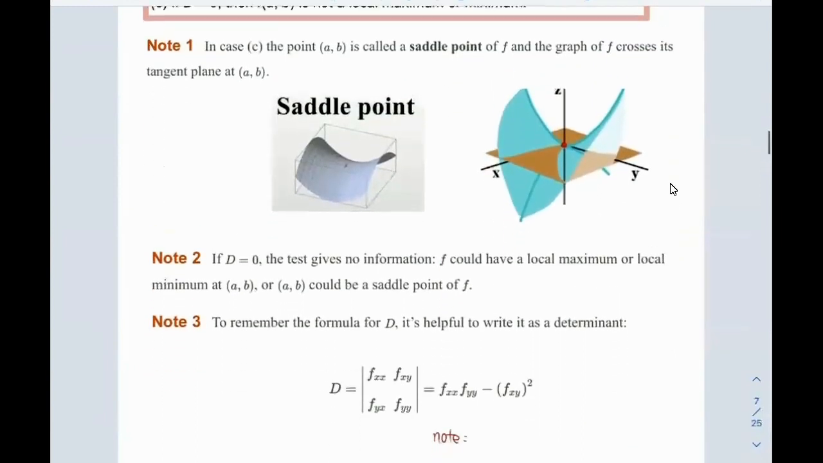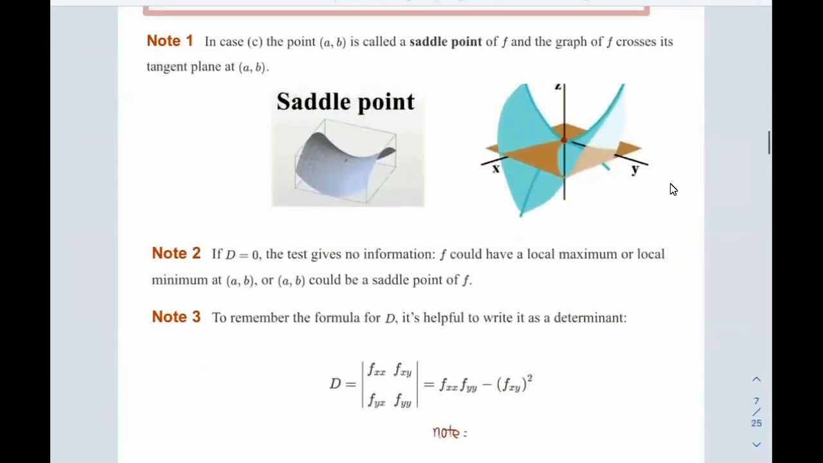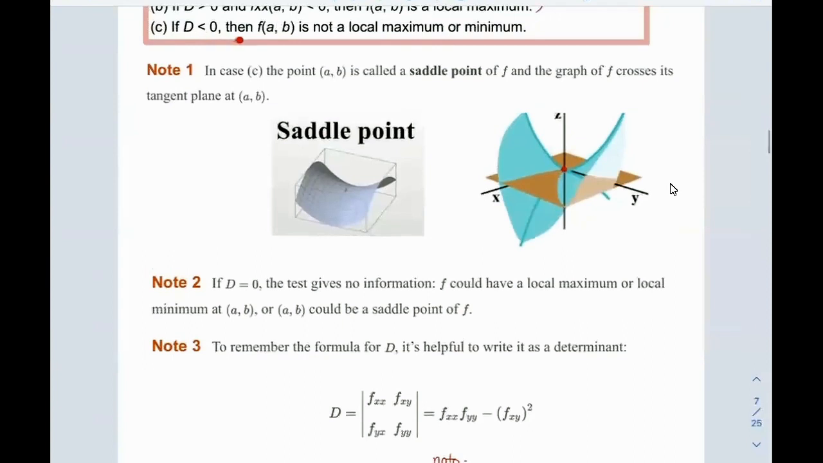Let's make some notes over here. The last case, remember, when D is negative, then (a, b) is a saddle point. Here are two visual pictures of the saddle point. The graph of the function actually crosses its tangent plane. See the brown plane over here? This is the tangent plane.